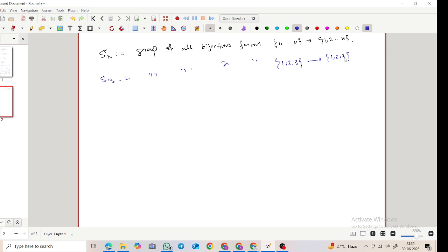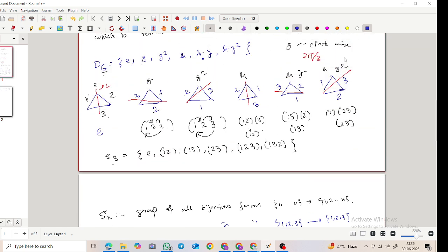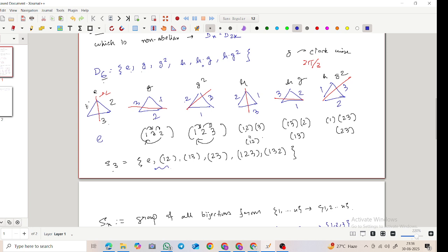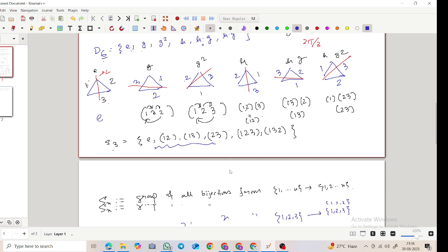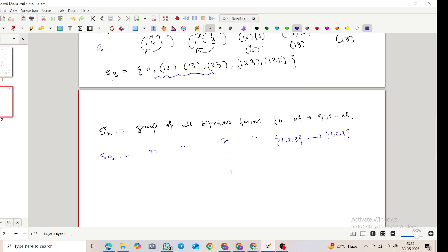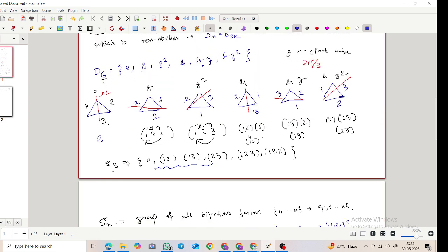Clear? Is it clear to everyone? That what they are saying is that precisely this is the group, right? Right? Yes. Okay. So now I hope it is clear that S3 is nothing but D6. Okay.